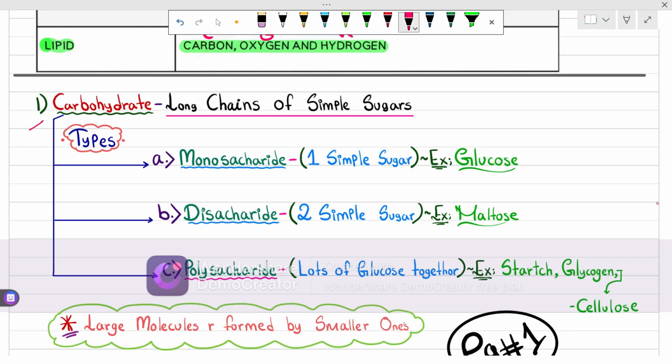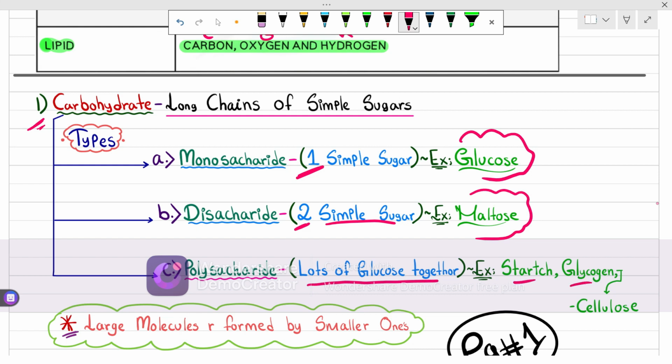The first one is carbohydrates. Carbohydrates are long chains of simple sugars. There are three types of carbohydrates: monosaccharide, disaccharide, and polysaccharide. Monosaccharide is only one simple sugar, for example, glucose. Disaccharide is two simple sugars, example, maltose. And polysaccharide is lots of glucose or lots of monosaccharides mixed together, like starch or glycogen or cellulose.